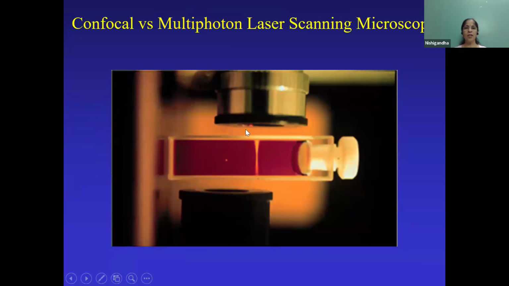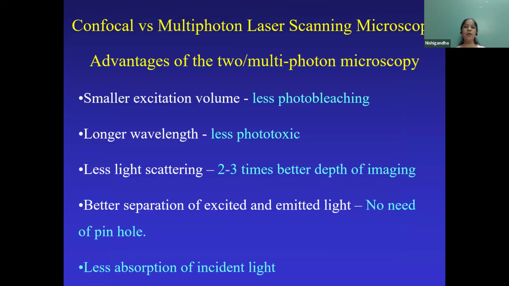If you try to image this, both the illumination, this is how it looks like. Now this is a fluorescent substance. What you see here, a dot-like thing, is the one which is excitation of the multiphoton. While you see this line, that is because of the laser confocal microscope, the whole sample length is illuminated.